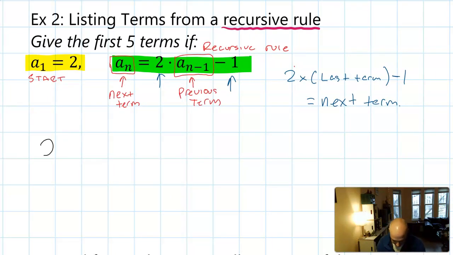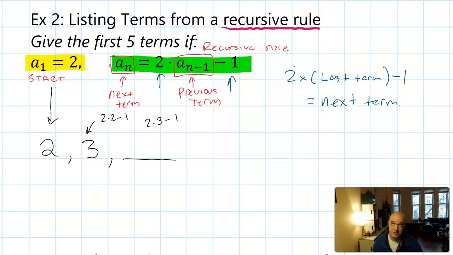Well, the first term would be 2, because that was A1. That's where we start, with that initial condition they've given us. Then to get the next term, I take the previous term, which is 2, multiply it by 2, I get 4. I take away 1, I get 3. So the next term would be 3, because that's 2 times 2 minus 1. Now, to get this term, I'm going to go to the 3 and use that as my previous term. So we'll do 2 times 3 minus 1, 6 minus 1, and get 5. So I have 2, 3, 5. Let's keep going.